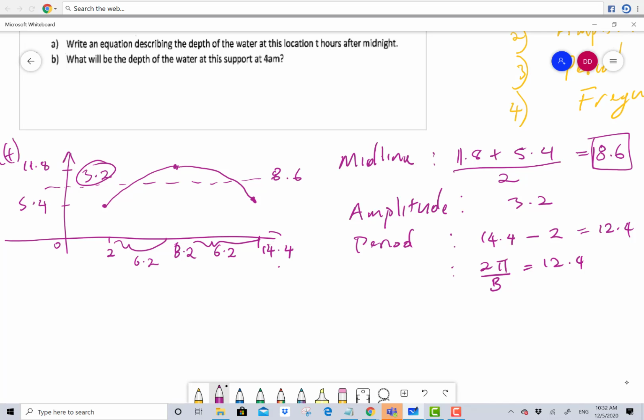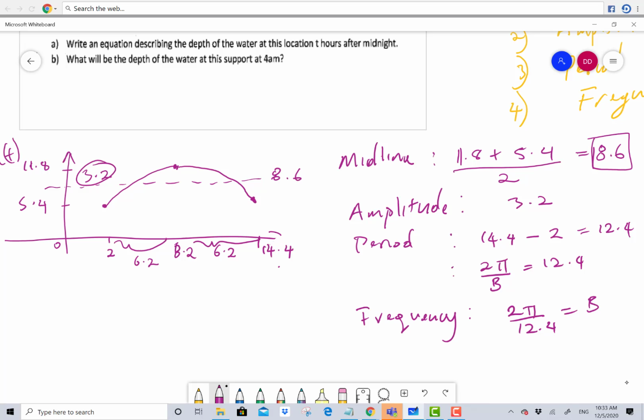So as a result, my frequency would be, if I switch b with that, 2 pi over 12.4, and this here would represent my frequency. Now, having all of these, we can actually run through quickly the graph that we're going to be using.